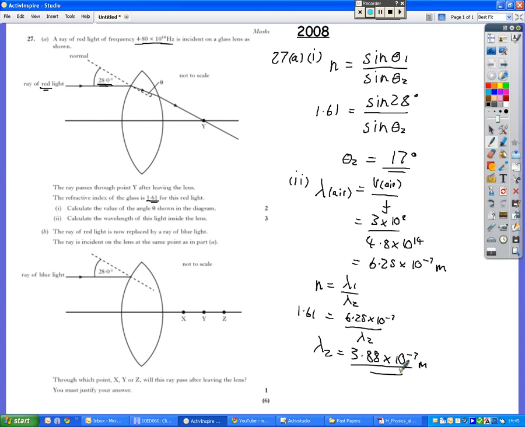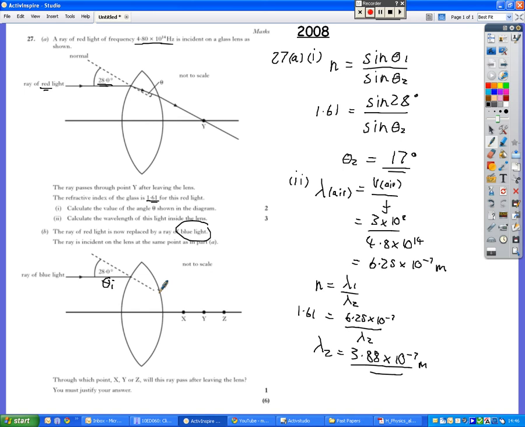Part B, and just for 1 mark, the ray of red light is now replaced with a ray of blue light. The ray is incident on the lens at the same point as in part A, so same angle of incidence here, but you're going to have a different angle of refraction because you've got a different colour of light. Through which point, X, Y or Z, will this ray pass after leaving the lens?